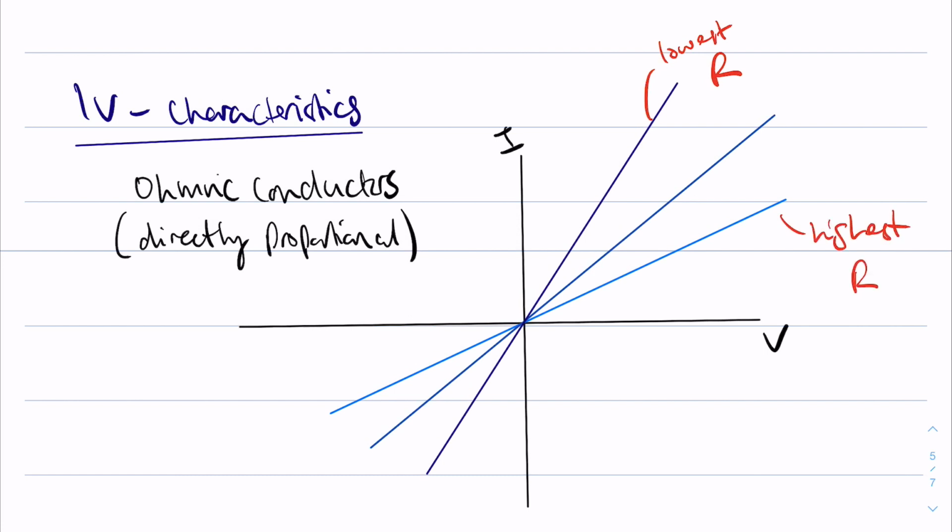And how do you know? It always comes back to V equals IR, so R is V over I. Then you're looking at the gradients, aren't you? You're looking at the inverse gradient. So the steepest one will have the lowest resistance, and the shallowest one will have the highest resistance, because R is V over I, the inverse of the gradient of this IV characteristic graph we're looking at.